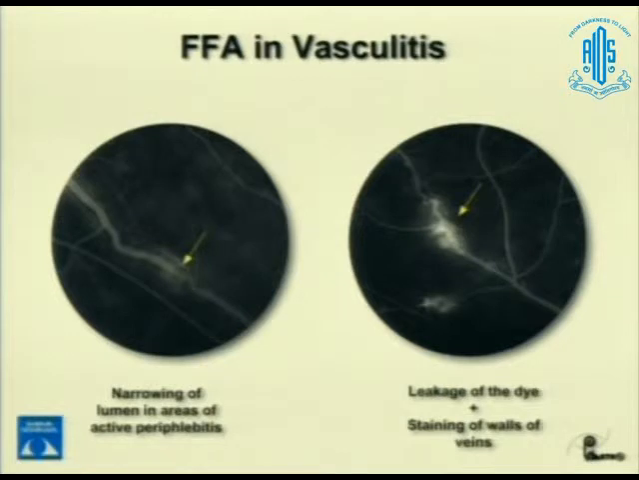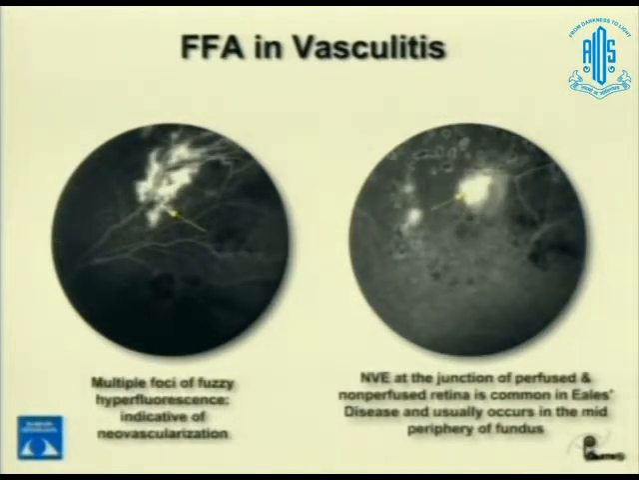So fundus fluorescein angiography in active vasculitis cases shows narrowing of the vessels. It can show leakage and staining of the dye from the vessels. It also helps us to diagnose neovascularization, which can be seen as multiple foci of fuzzy hyperfluorescent patches. And in Eales disease, the neovascularizations are commonly seen at the junction of the perfused and the non-perfused retina.